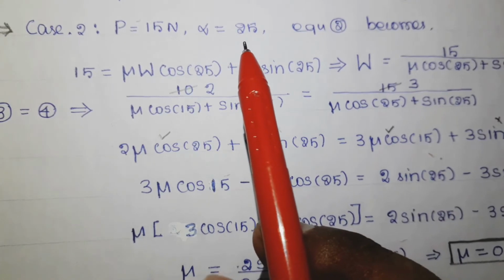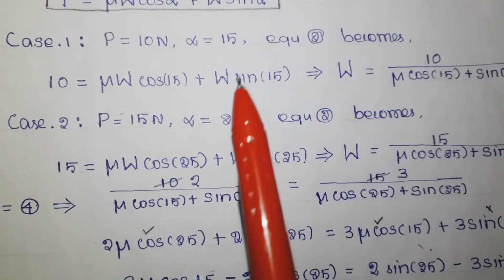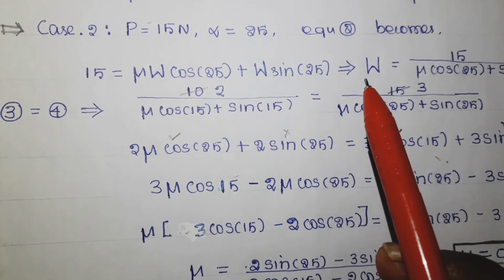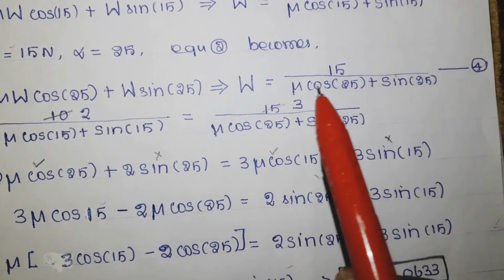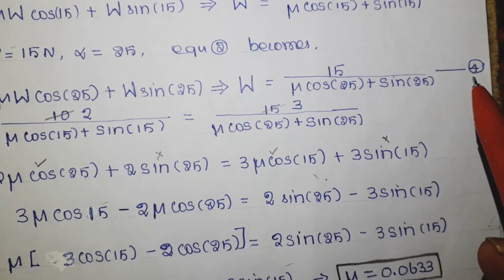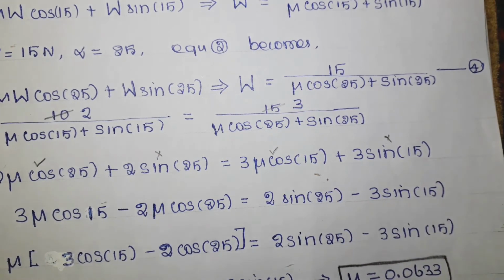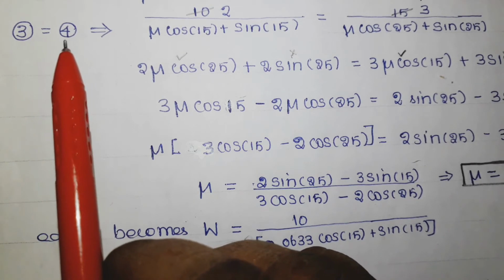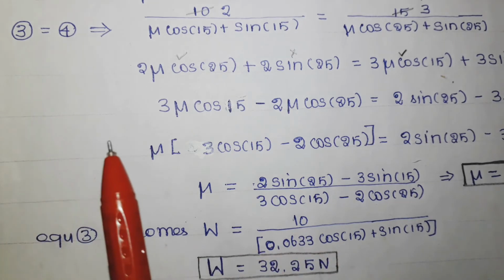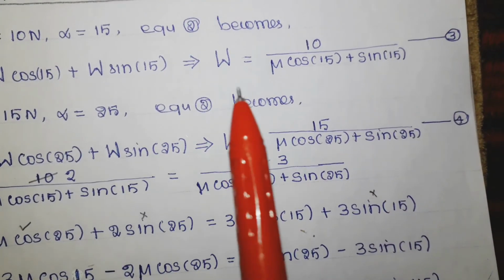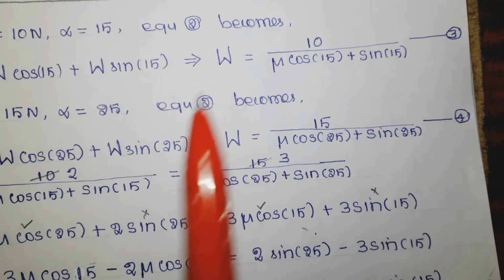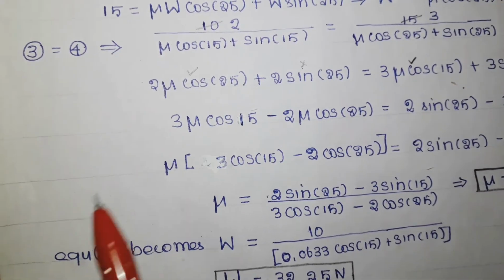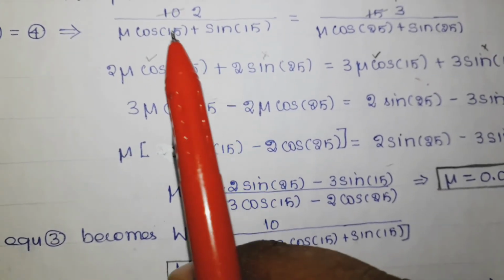Similarly, substitute the second condition where P equal to 15 and the corresponding alpha is equal to 25 degree. Now equation 2 becomes something like this. From this equation, take the W on the left hand side and you will get this equation, and take this as equation number 4. Now just take 3 equal to 4, because in equations 3 and 4 you see here on the left hand side you have W only. So you can take these two equations as something like this. So here is the equation now.